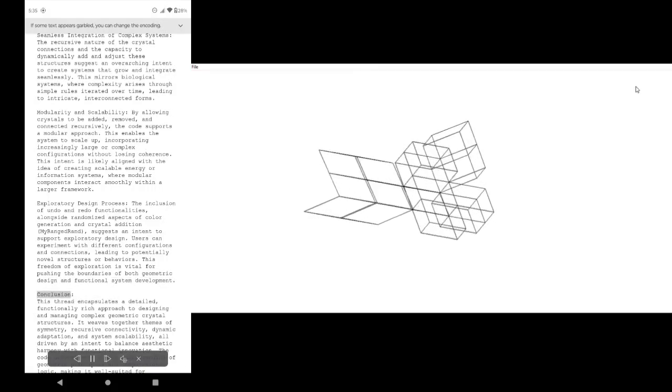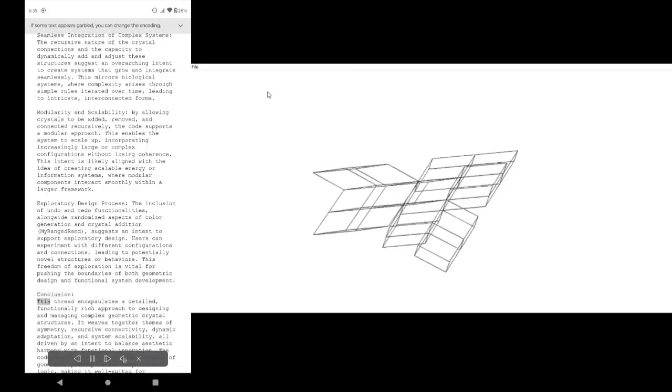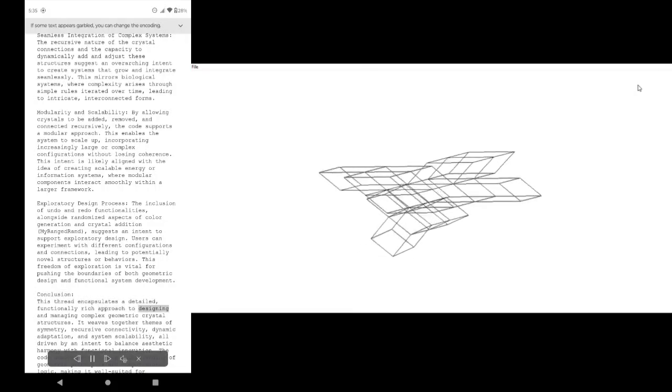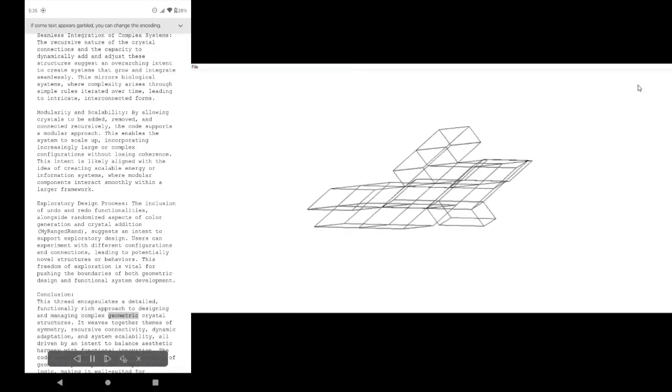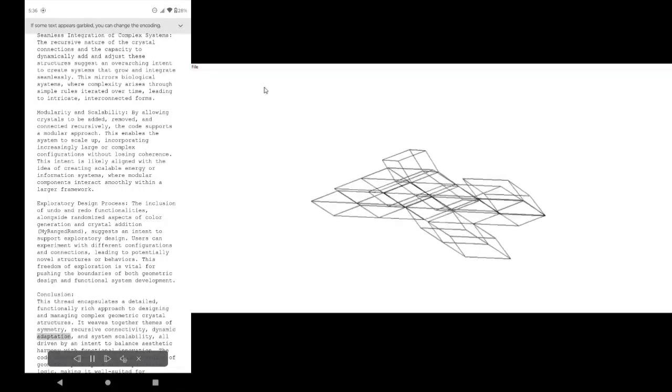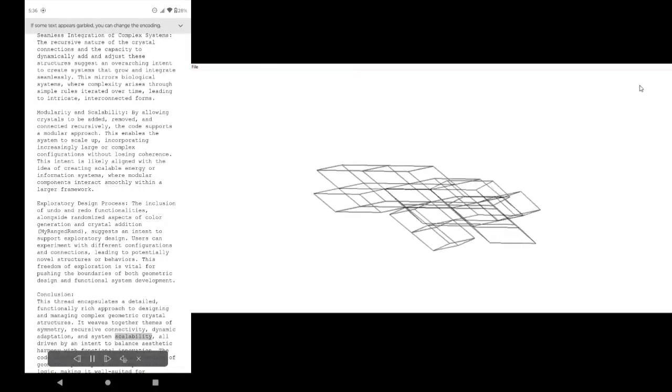Conclusion. This thread encapsulates a detailed, functionally rich approach to designing and managing complex geometric crystal structures. It weaves together themes of symmetry, recursive connectivity, dynamic adaptation, and system scalability, all driven by an intent to balance aesthetic harmony with functional innovation.